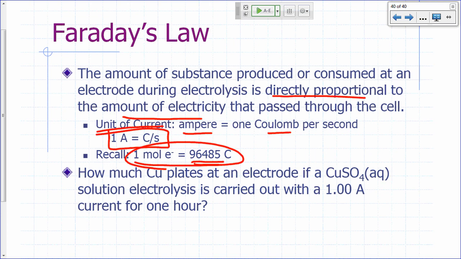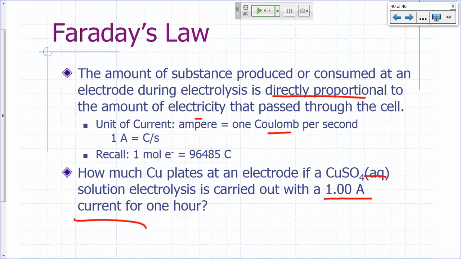96,500. The more precise number is 96,485 if you want more sig figs, okay? So let's apply that to this question right here. How much copper will plate at an electrode if you do an electrolysis of copper sulfate, and you carry it out with a 1 amp current for 1 hour?